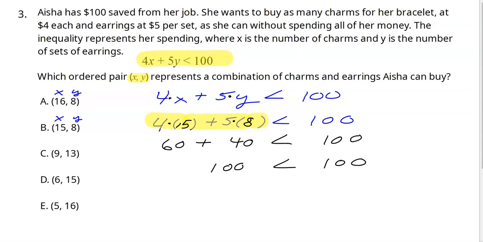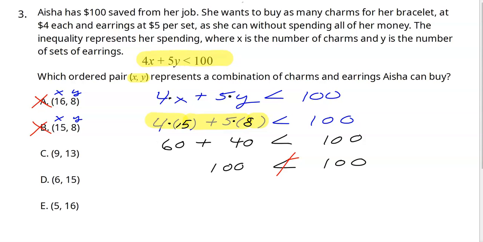And so this does not work either. I'm just putting a little bar through here. So 100 is not less than 100. So A is gone, B is gone. I should have crossed out A. Let's go ahead and shoot for C, and then we'll just keep going until we get the right answer.